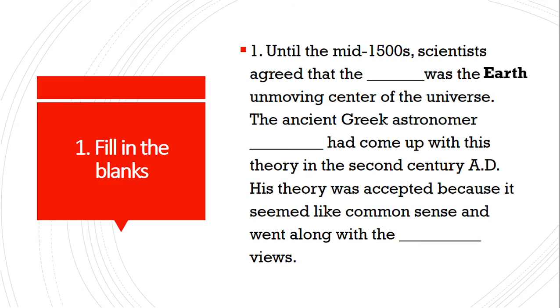Okay, the first question says, until the mid-1500s, scientists agreed that this was at the unmoving center of the universe. The first blank should be the Earth. For years and years, everybody believed that the Earth was at the center of the universe. The ancient Greek astronomer, his name was Ptolemy, had come up with this theory in the 2nd century AD. So people had believed this for over 1,000 years. His theory was accepted because it seemed like common sense, and it went along with the church's views. And remember, the church was central to people's lives, especially during the medieval time period. The church was the authority in most people's lives and had so much control.